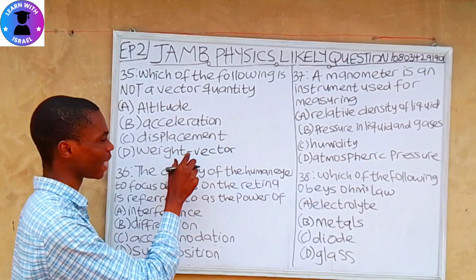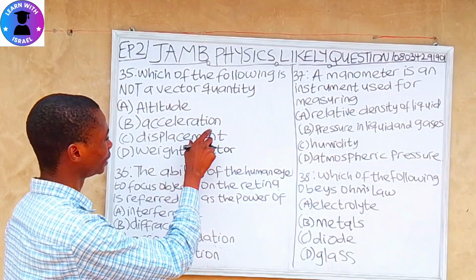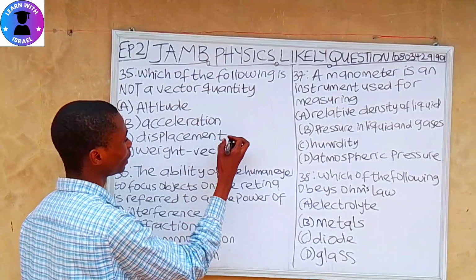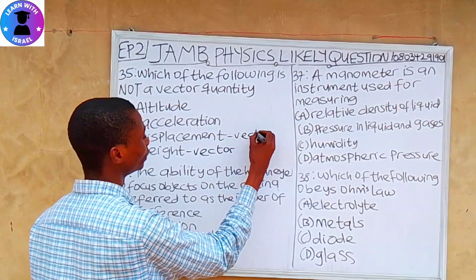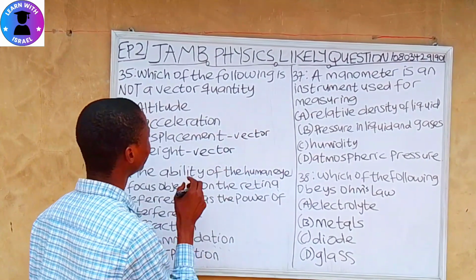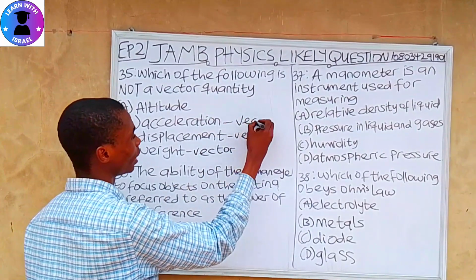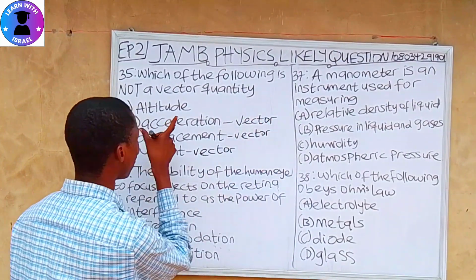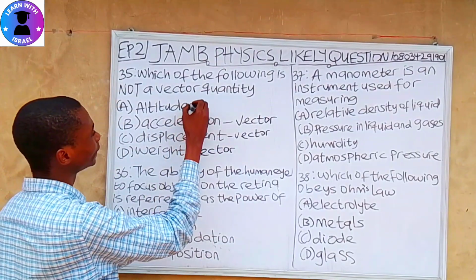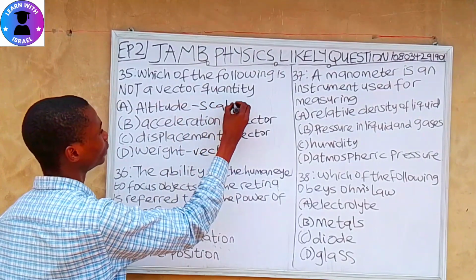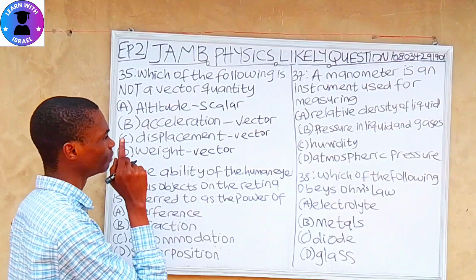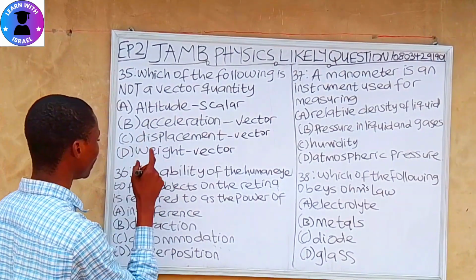It has both magnitude and direction. And for displacement, as I mentioned earlier, displacement also is a vector quantity. It has both magnitude and direction. And acceleration is also a vector quantity. And for altitude, altitude is a scalar quantity. It has only what? Only magnitude and no direction.